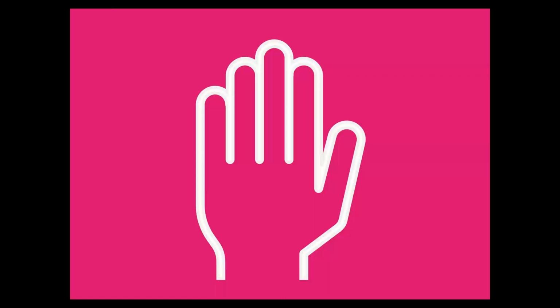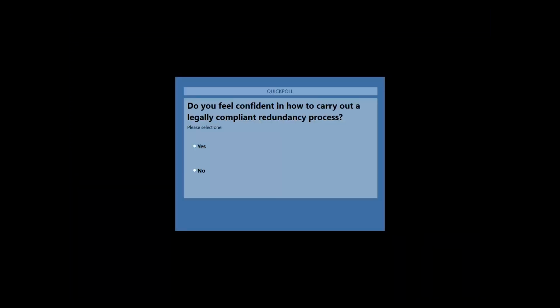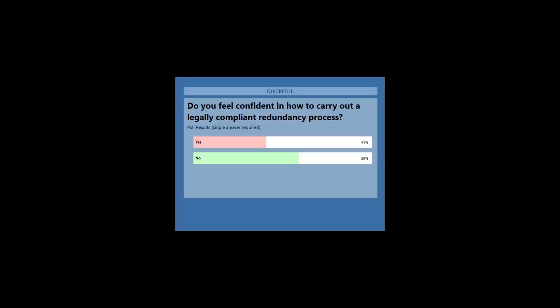And then just the final poll before we get going on to the next part, and that's more about how you feel in managing the process itself. Do you feel confident in carrying out a legally compliant redundancy process? Wait for a few more votes, and then we'll just close that. Okay, let's close and share that. 59% of you aren't, and 41% of you are.